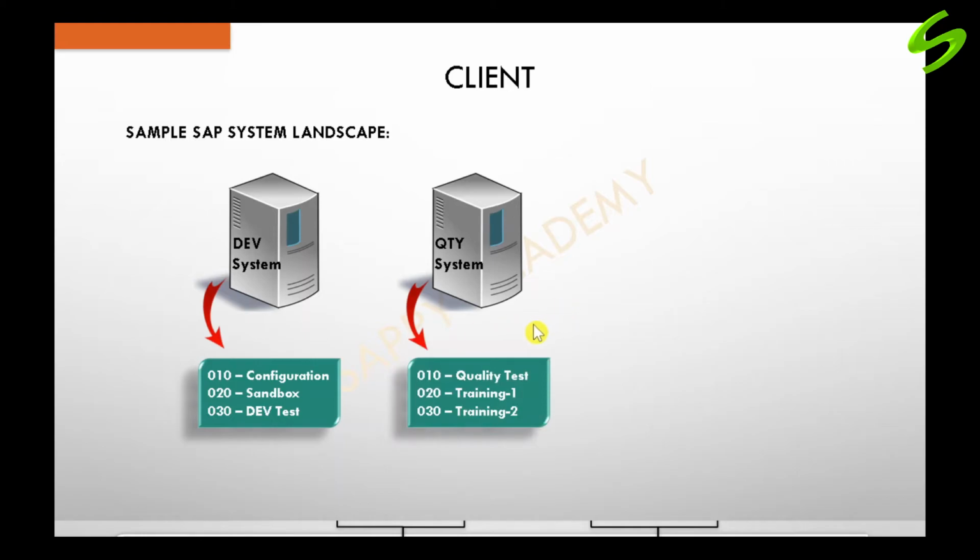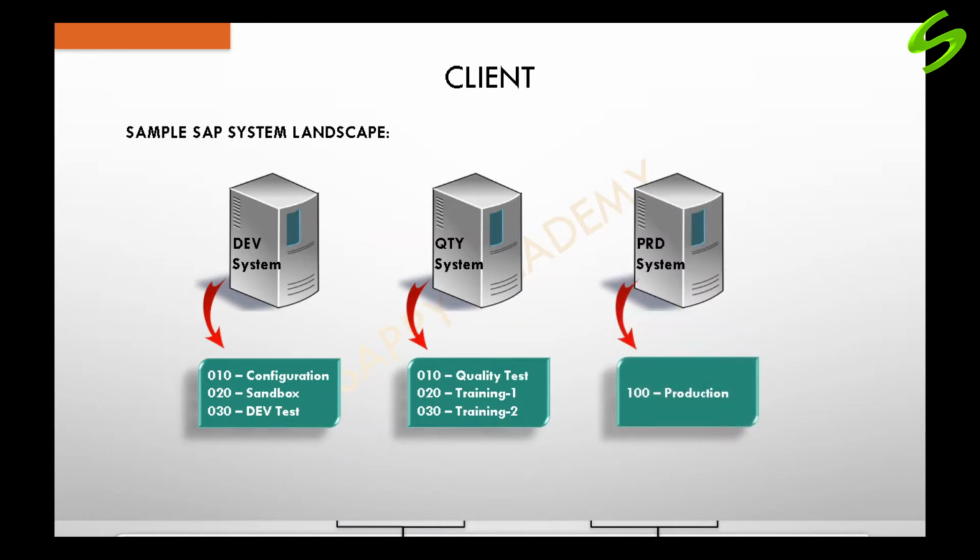Another system in the landscape is quality system or staging system. It may also have multiple clients. In this example, we have client 10, which is quality test system, 20 is a training client and 30 is also a training client. And the most important system in the landscape is production system, or normally known as PRD system. Normally, we only have one production client, but more than one client can also be configured.